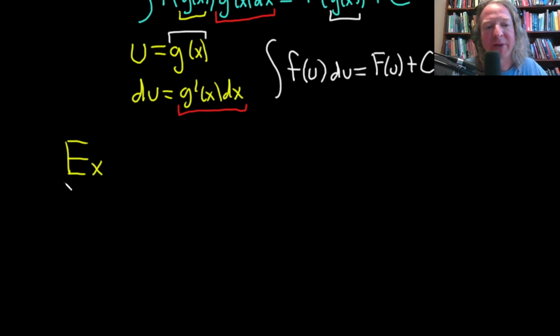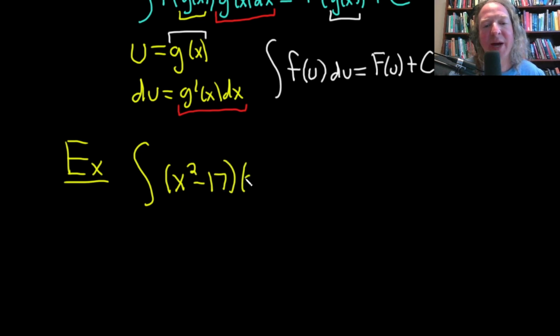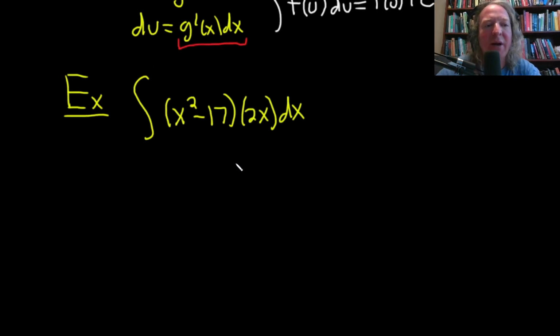So let's try something like this. Say we have the indefinite integral of, now this one's a toy example, I want to emphasize that. It's going to be x squared minus 17 times 2x dx. And I say it's a toy example because it's going to be very easy. There's not going to be any manipulation involved, nothing really tough. So let's go ahead and work through this solution.